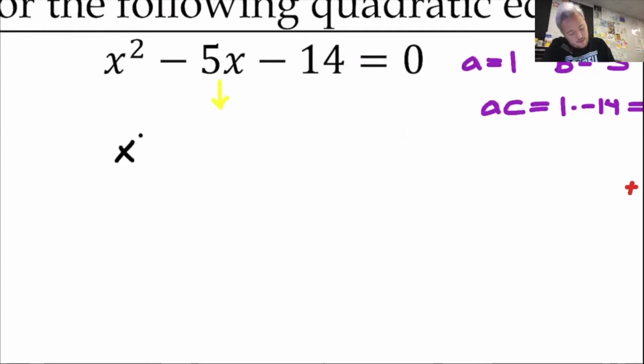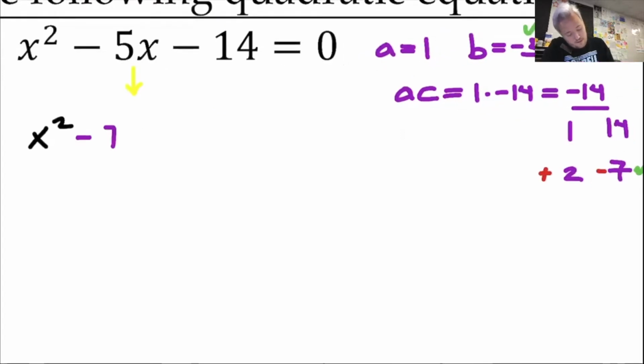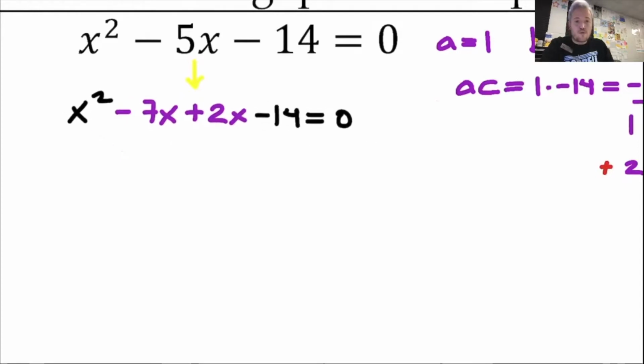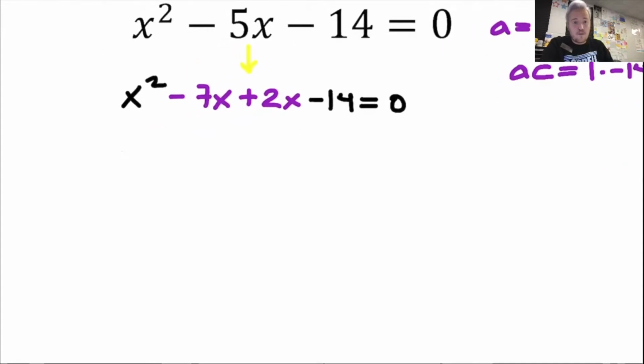So we're going to have x squared minus 7x plus 2x minus 14 equals 0. Just as a reminder, remember the order does not matter. So if you want to put the 2x in the front, you can. All right, so now I'm going to actually do grouping. So I'm going to group the first two terms together and then group the last two terms together.